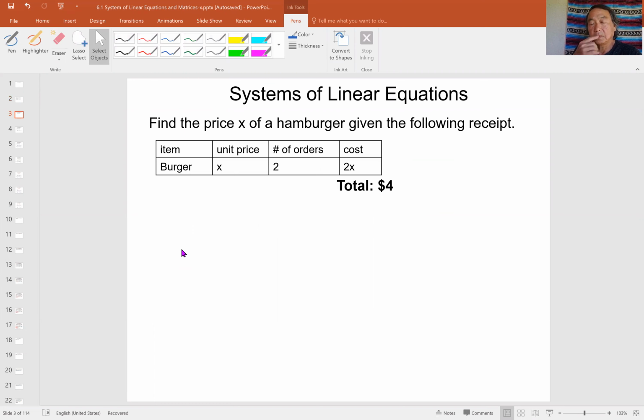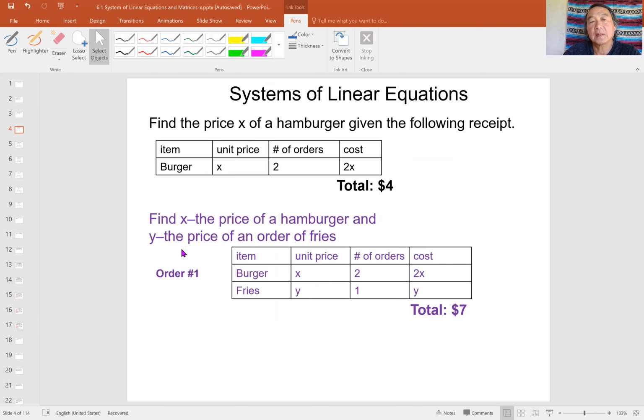We started with, suppose we find a receipt that says 2 hamburgers cost $4, then it is easy for me to figure out that 1 hamburger costs $2. However, if I get a receipt with 2 items on it, and I don't know the price of either, 2 burgers and a fry, and they cost $7, now I cannot backtrack because there are too many different possible answers.